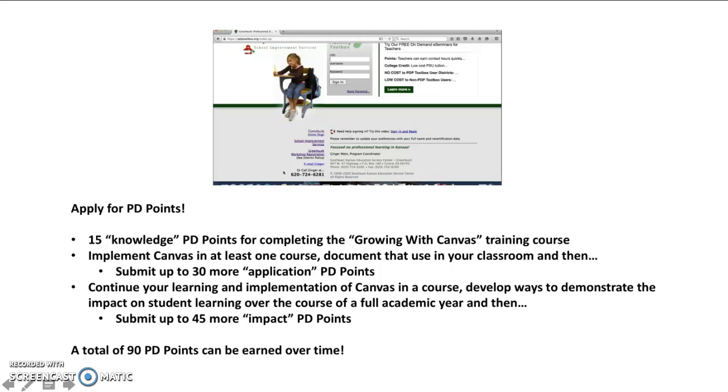After applying your knowledge on Canvas for one semester, you could then submit application points in PDP Toolbox for double the original knowledge points, thus submitting for 30 more PD points. By the end of this school year, you could have 45 PD points tied directly to the Growing with Canvas experience.